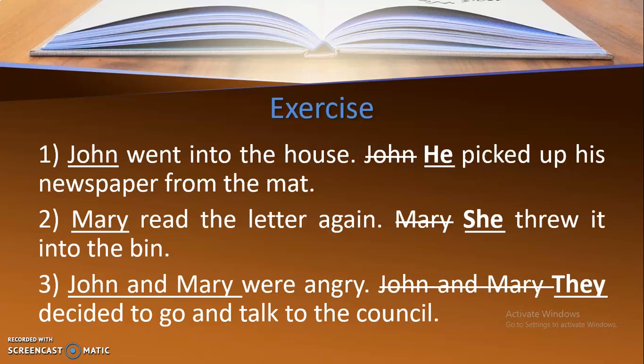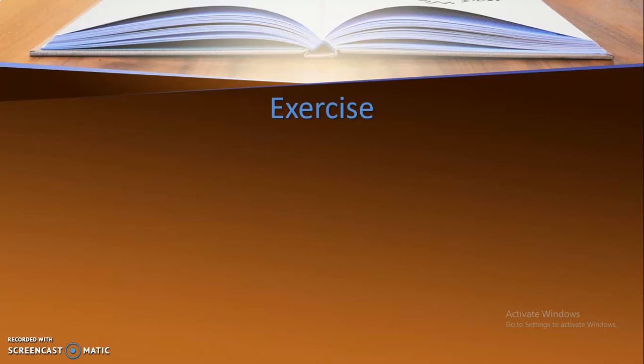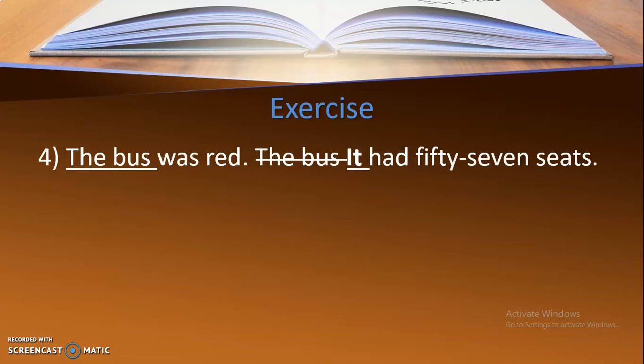John and Mary were angry. John and Mary decided to go and talk to the council. They is used rather than repeating the nouns in here. So you can see from the example how they are correctly used. Number 4, the bus was red. The bus had 57 seats. The bus was red. It had 57 seats.